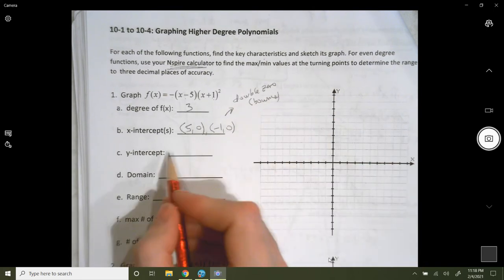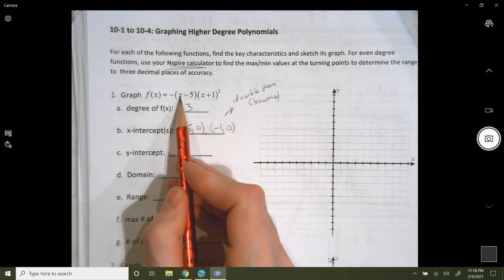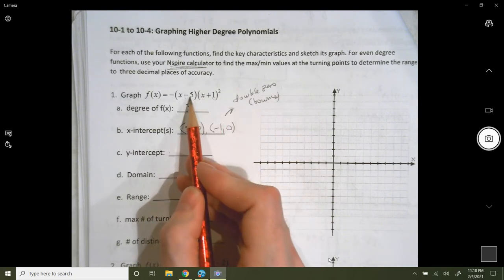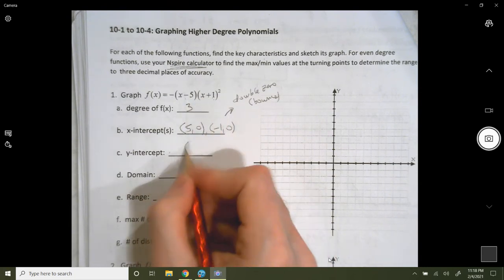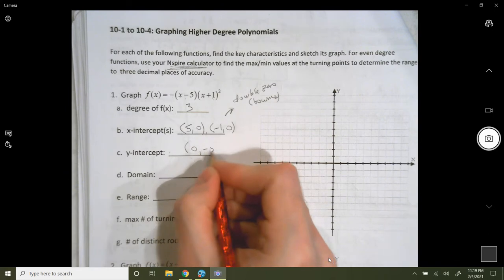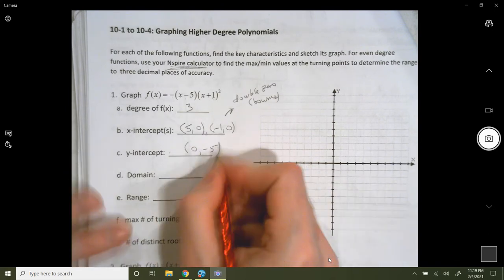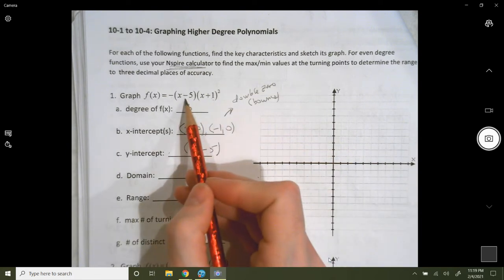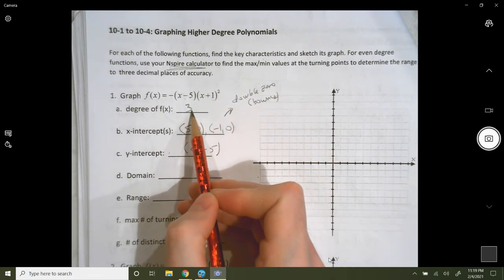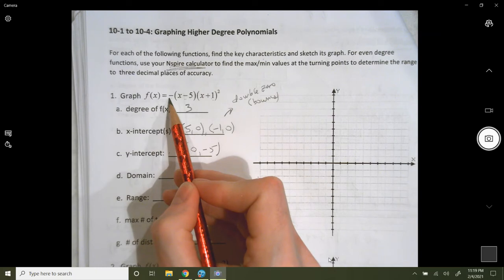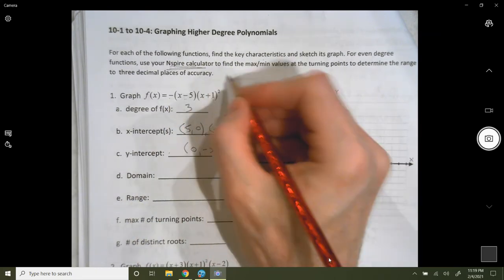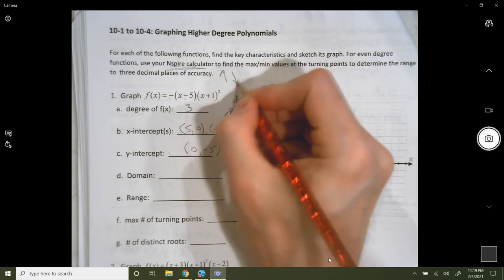Okay, the y-intercept, we can plug in 0 for x. We'll get -5. Plug in 0 for x, we get 1 squared. That's going to be -5 times 1. So (0, -5). Okay, our domain, well, let's look at our end behavior. This is third degree with a negative lead coefficient. So the end behavior is going to be up on the left and down on the right.